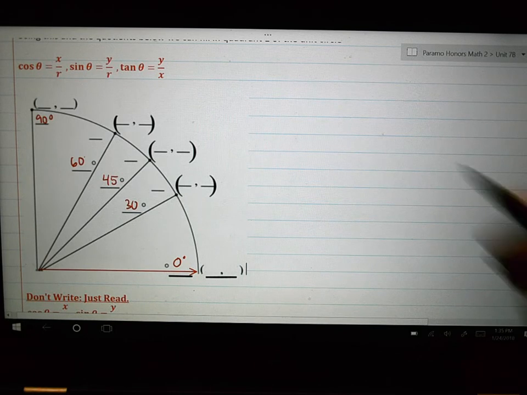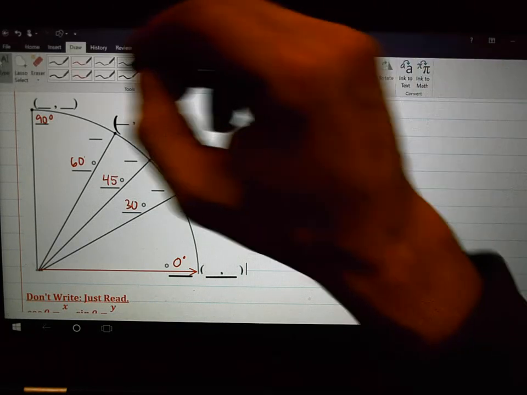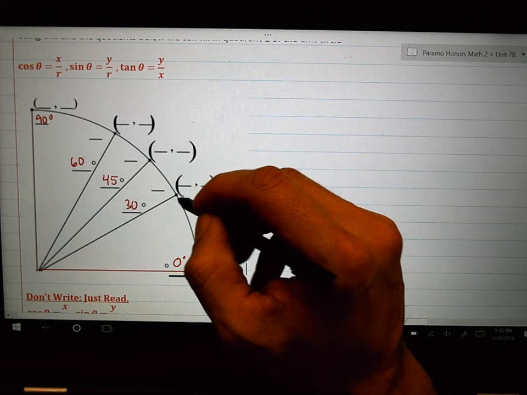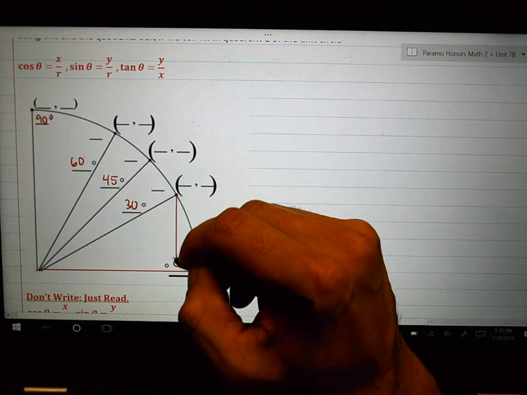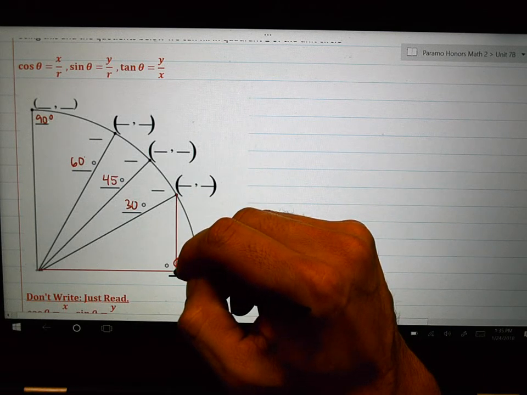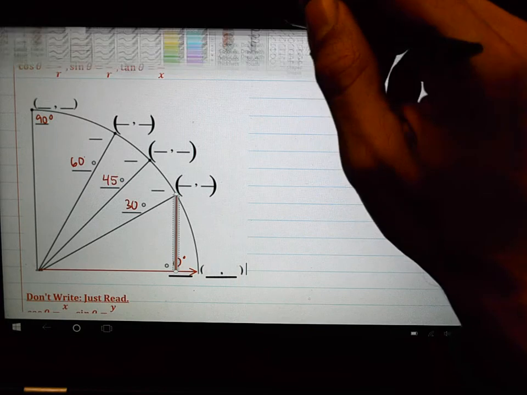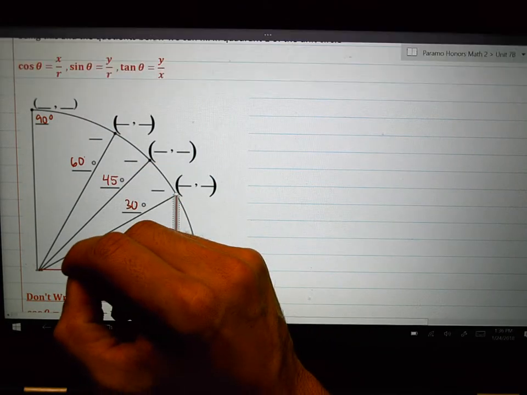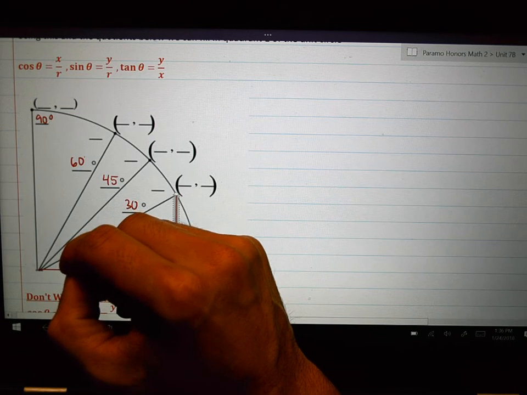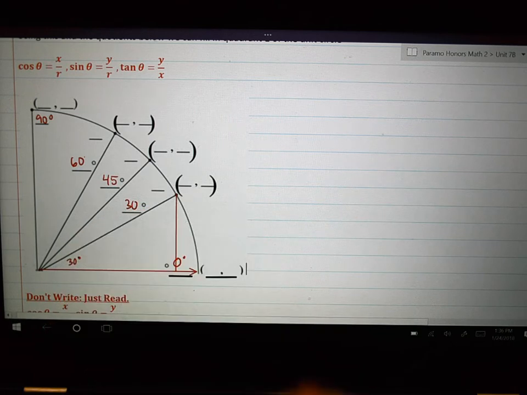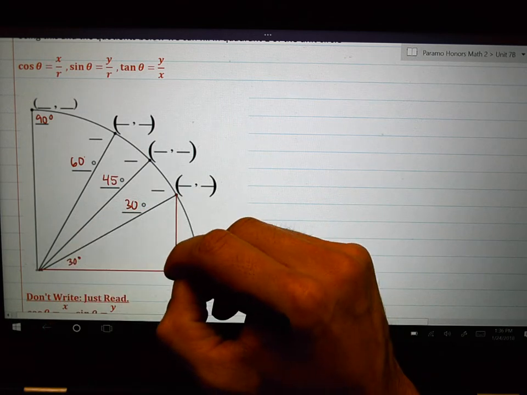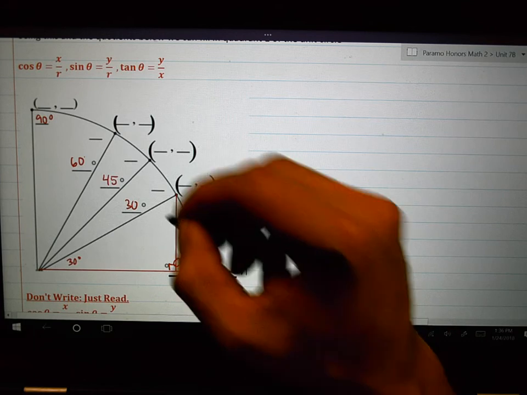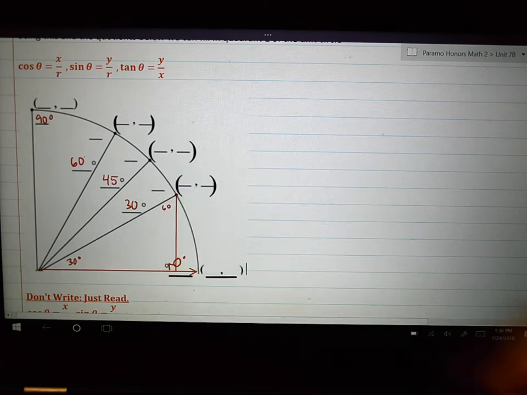If I were to drop this down from here straight down to the x-axis, then I would have a reference angle of 30 degrees right there. And I would have a perfect right angle right there. And guess what we have? We have a 30, 60, 90-degree triangle.